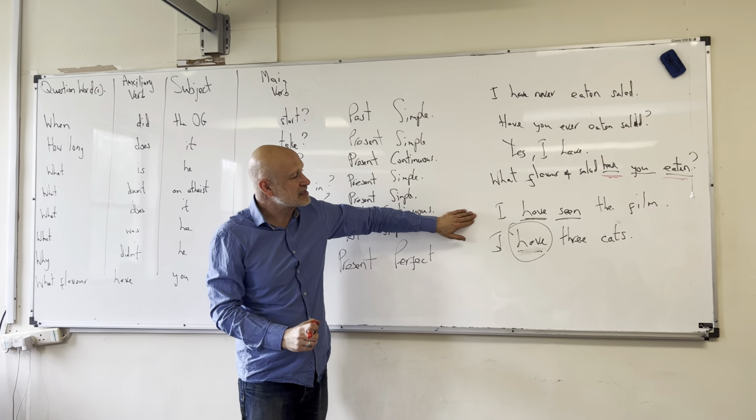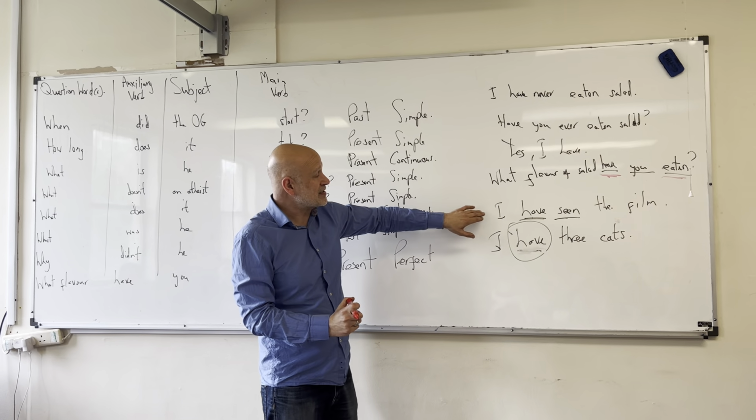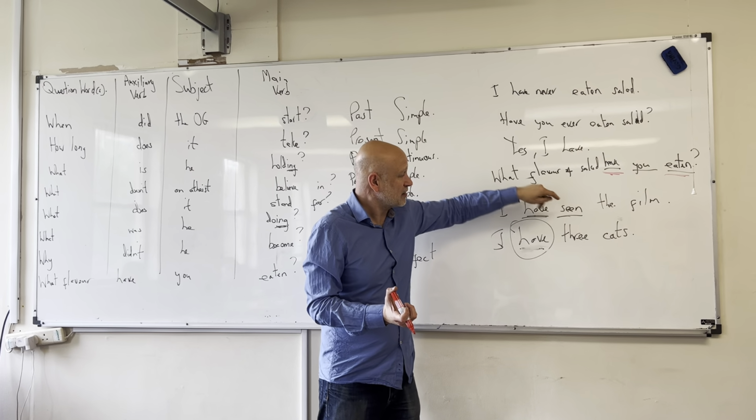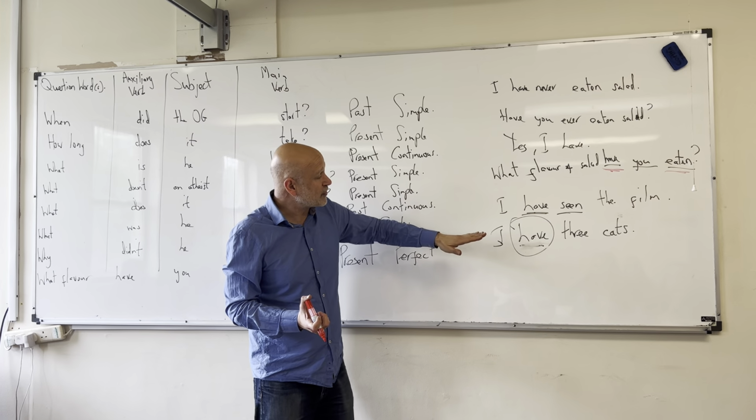So we wrote this sentence here. I've seen through the film. I say, what's the auxiliary verb? Have. What's the main verb? Seen. Present perfect.